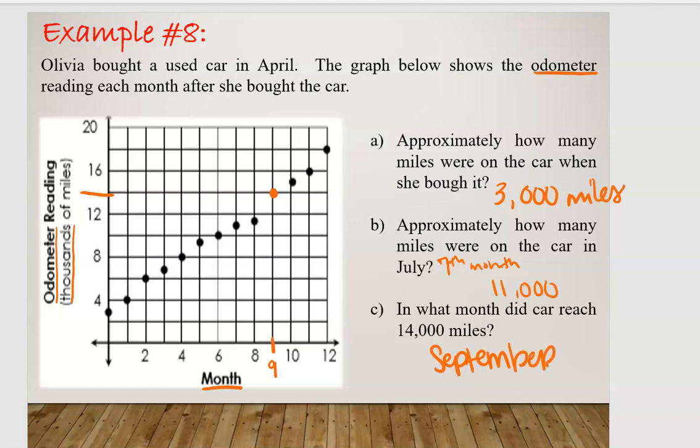Now, a question that wasn't on here that you very easily could be asked is, what kind of correlation do we see? And we see a positive correlation happening because as the months are increasing, so are the odometer readings, and you have more miles on your car the longer you drive it.